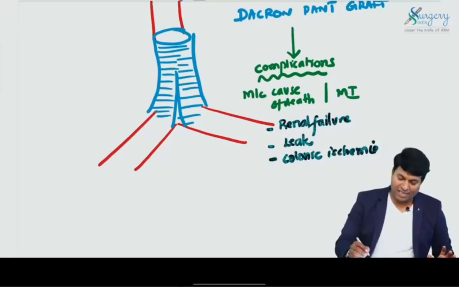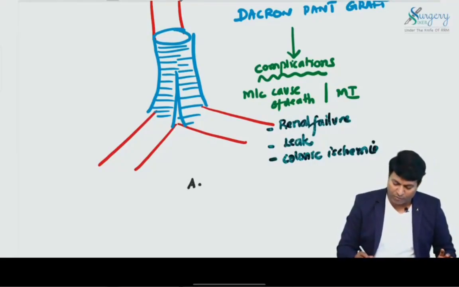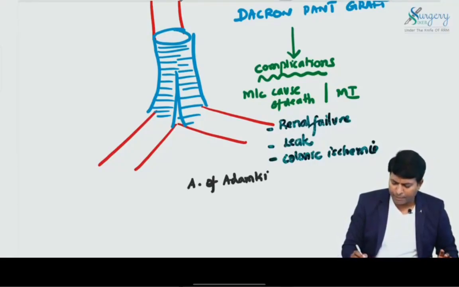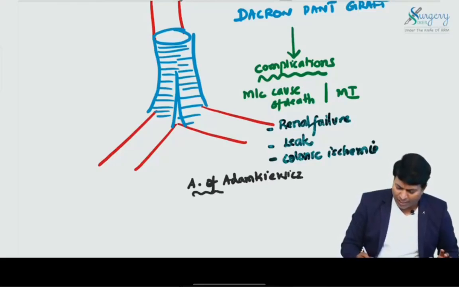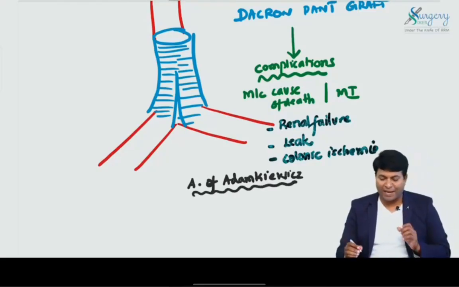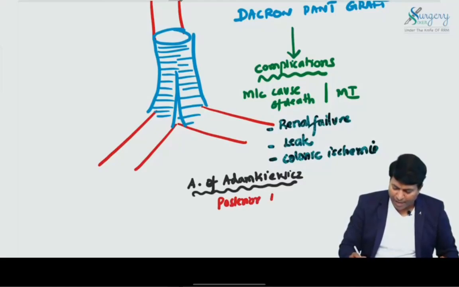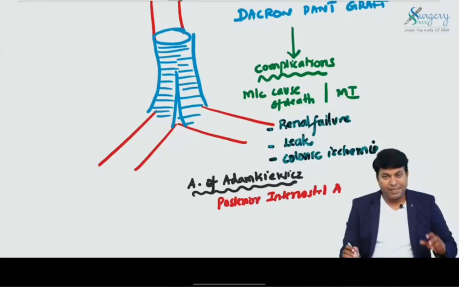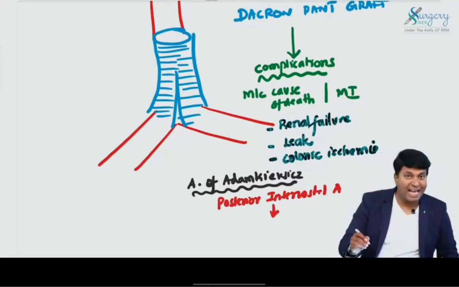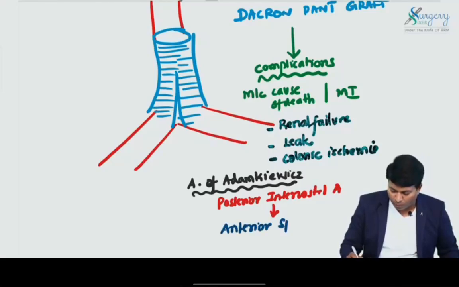So colonic ischemia may happen, and please don't forget there can be injury of the artery of Adamkiewicz. It is an artery supplying the spinal cord, arising from the posterior intercostal artery. This supplies the anterior part of the spinal cord, and if this vessel gets damaged, the patient may develop anterior spinal artery syndrome, known as paraplegia.